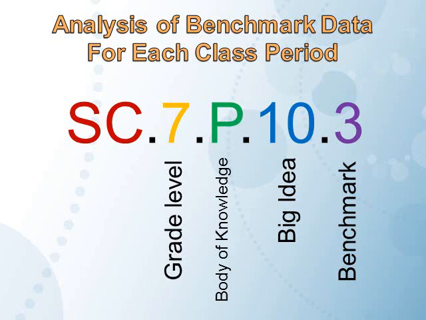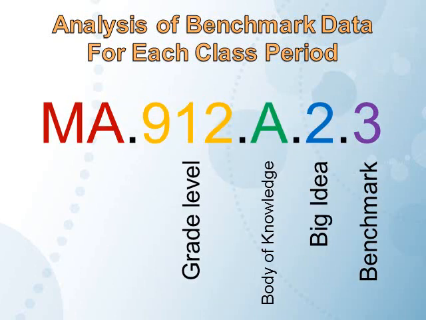Let's now take a look at a math example. So within this math example, we have MA for math. This happens to be a high school level benchmark, so we have 912, grade 9 through 12, as you see. The body of knowledge is A for algebra. It also could be G for geometry, D for discrete math, T for trigonometry. And then finally 2.3, you can see this is big idea 2, benchmark 3. So again, the 2 items I'm thinking inside of my head are what grade level, 9 through 12, and what big idea. This is big idea 2.